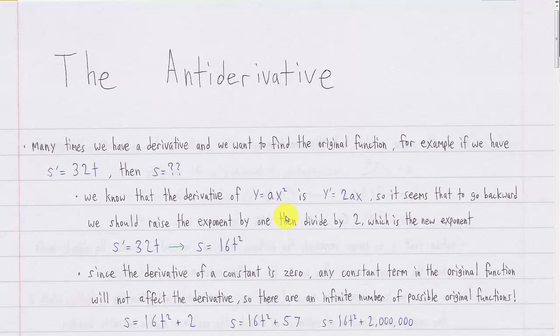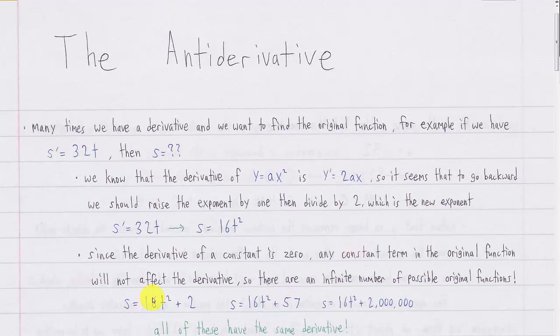So remember that the derivative of any constant is 0. That means if there's a constant term in the original function, we won't see it in the derivative. It'll get lost when you differentiate. For example, 16t squared plus 2, or plus 57 or plus 2 million, plus any constant, the derivative of all of these functions is still 32t. So how do we know which original function is the correct one? Well, the answer is that right now we don't know.